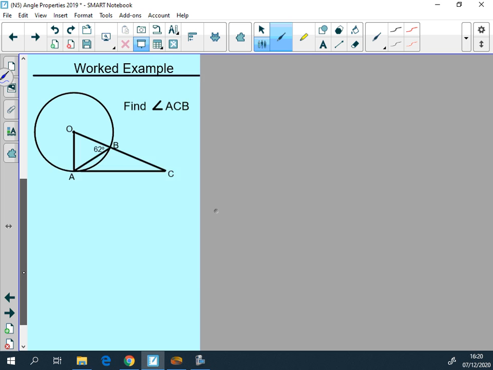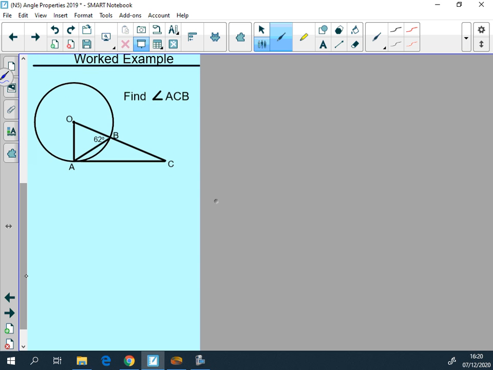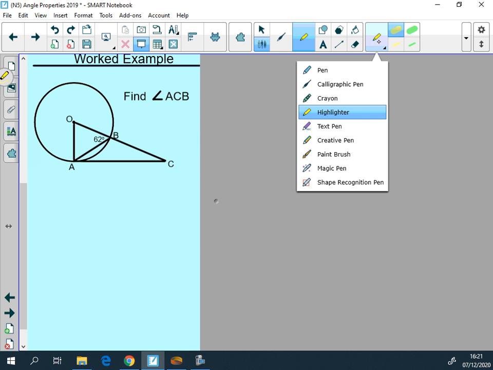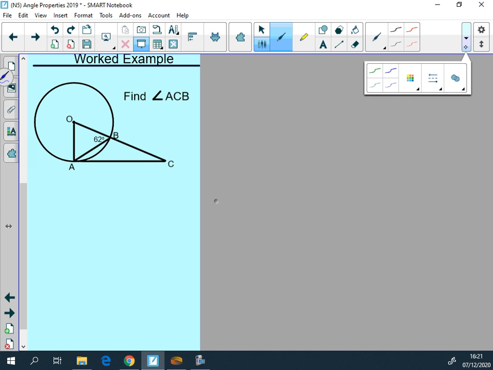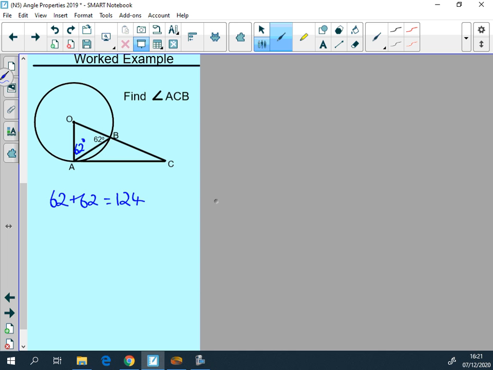Now, the sort of question you can get is something like this. And again, a couple of different things going on here. So there's a radius, there's a tangent, so that's going to be 90 degrees. But I've also got an isosceles triangle in there. So already we're starting to see them mix together. Using the fact that I know it's an isosceles triangle, that one must be 62. Now, if they're both 62, if I add those together, I get 124 degrees.